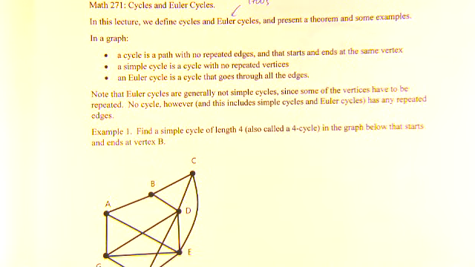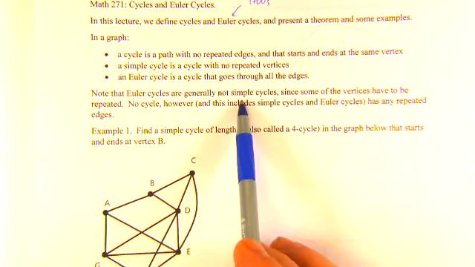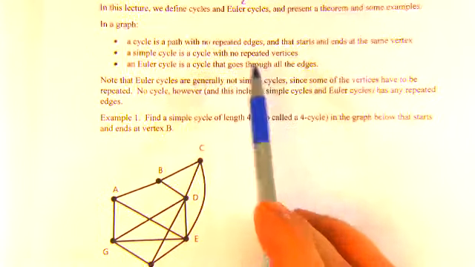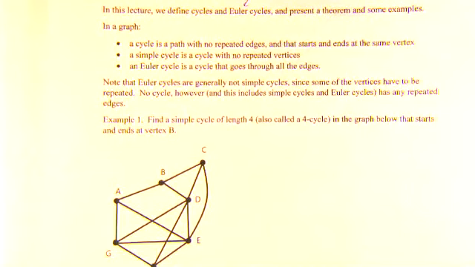A cycle is a path that has no repeated edges, so you don't go over any edge twice, and it starts and ends at the same vertex. A simple cycle is one that doesn't repeat any vertices, and an Euler cycle is a cycle that goes through all the edges. So note that Euler cycles are generally not simple cycles, because if you're going to go through all the edges, you're probably going to have to repeat a vertex.